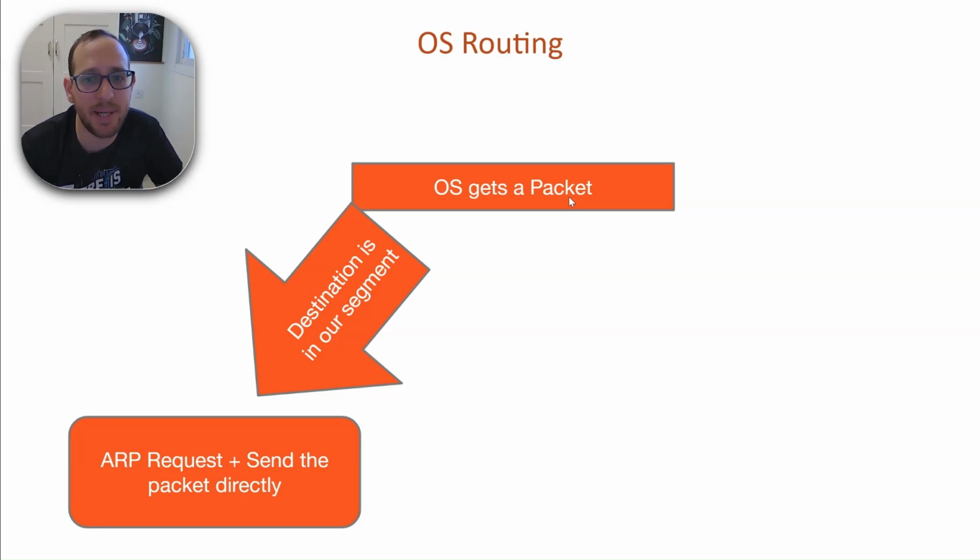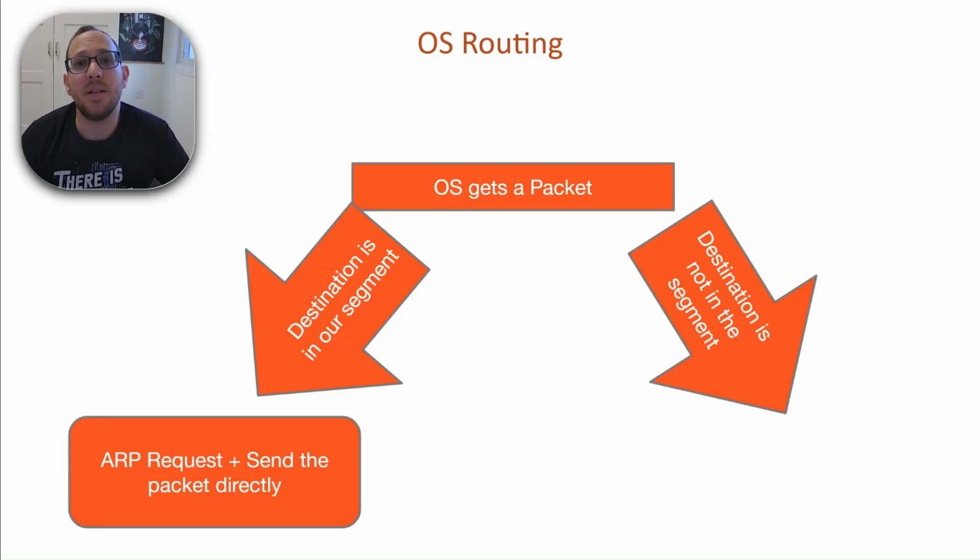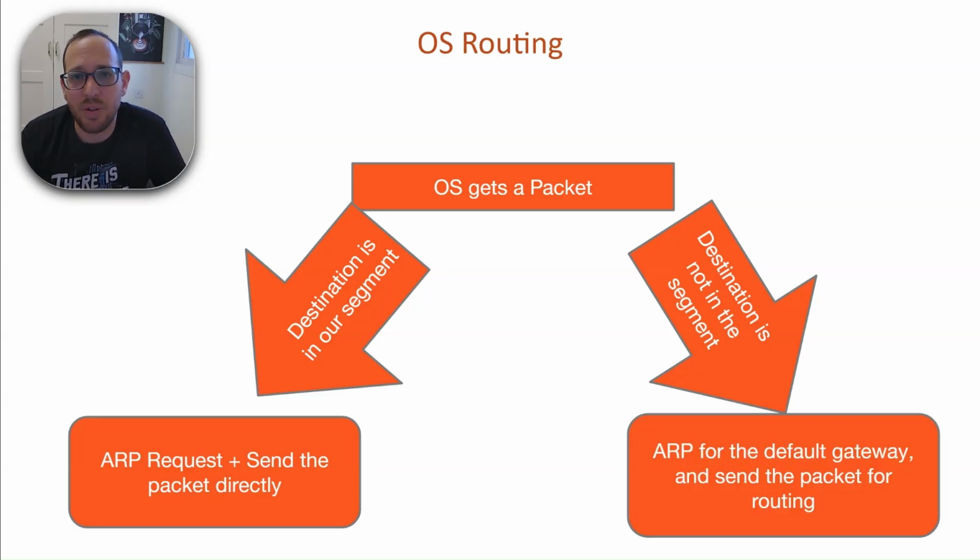So the OS gets a packet. If the destination is within the segment, what we would do is send an ARP request to resolve the corresponding MAC address for, say, B's IP address, and then we can send the packet directly. That is, on the second layer, it would be the destination address of B directly. What happens if the destination is not in the segment? Then we would need to send it to our default gateway, which is another way of saying the router that we use to send all the packets that will then go outside of our segment. So how do we know if another machine is on our segment or not?